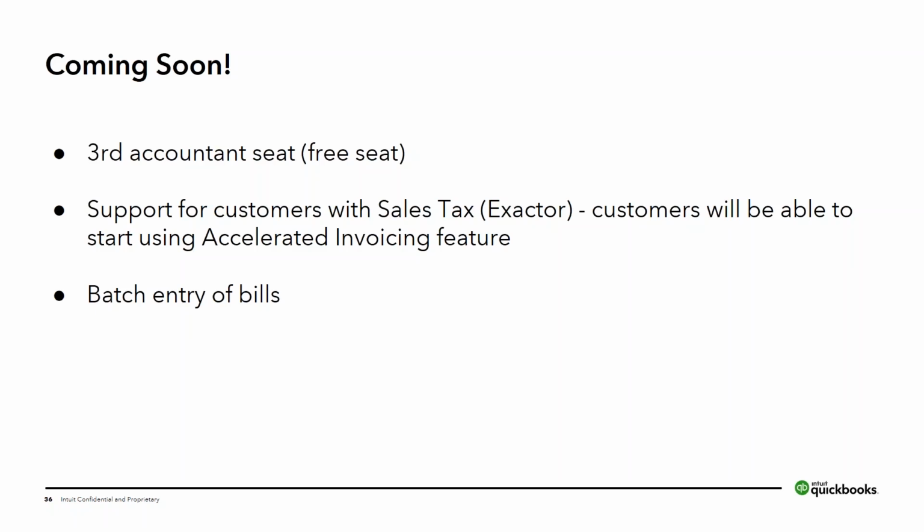This is the opportunity to add yet an additional accountant or bookkeeper to your client's books. Right now in Plus it's 2, and with Advanced it's 3. The second feature that's coming soon is support for sales tax. At Intuit we have Exactor sales tax, and now they will be able to use the accelerated invoicing feature. If you saw, there is a section for tax rate, and that will be using our enhanced sales tax engine. And then again, early on in the journey of batching and accelerating repetitive tasks, we're going to be introducing batch entry.